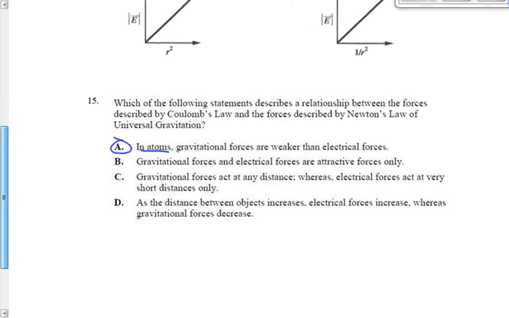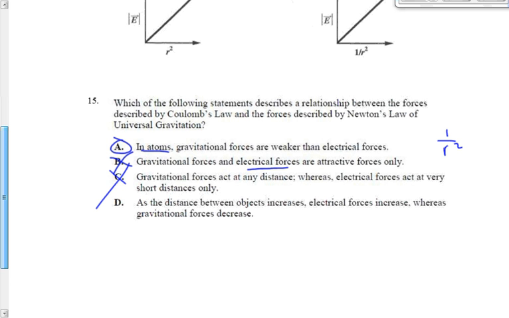Gravity and electric force are attractive? No, because electric can be repulsive as well. Gravity acts at any distance. Electric force acts at very short distances. No, they're both related to distance the same way. So if one's very short, the other one's very short. If one is longer distances, then the other is too.